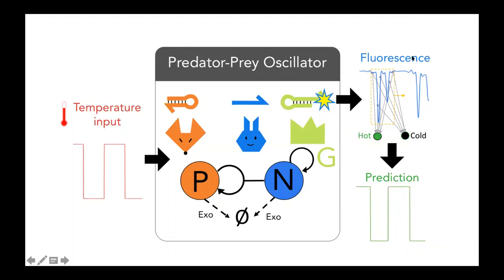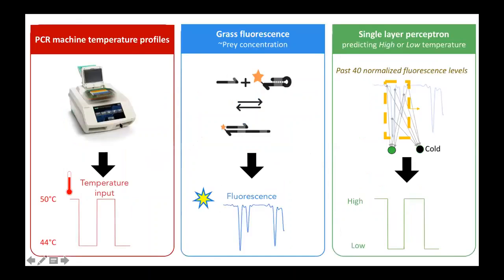And so what we did is, you get the information of what is inside your system by fluorescence. So you want to know if it oscillates or not. And we use these oscillations to predict the temperature that was input. So how do we input the temperature? We just put our tubes into a PCR machine, and that allows us to vary between high and low temperature. The fluorescence is just monitored, as I told you before, with the green dye.